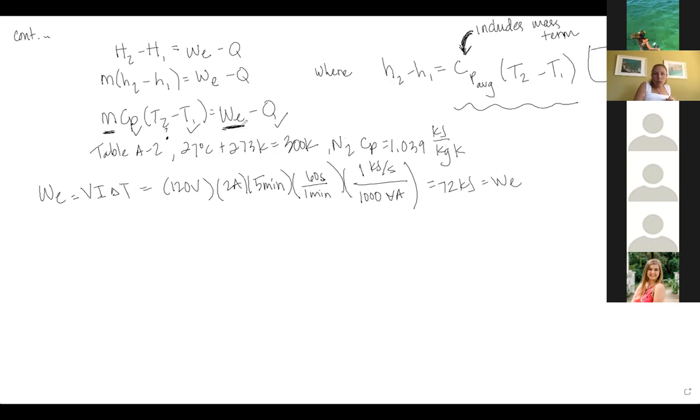So now we have electrical work, and the only thing we're missing is mass. So how are we going to find mass when we have a gas that we don't really know about? This is volts times amps, VA, volts times amps. It's to cancel the units.